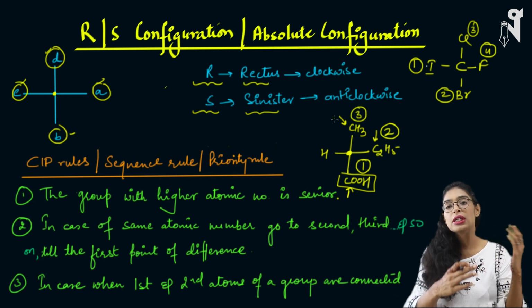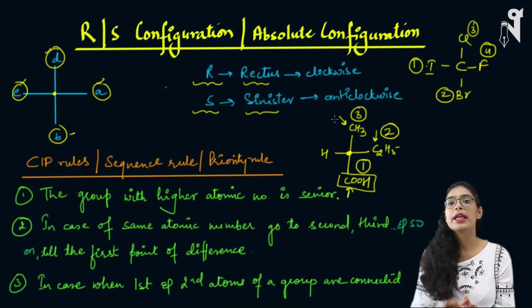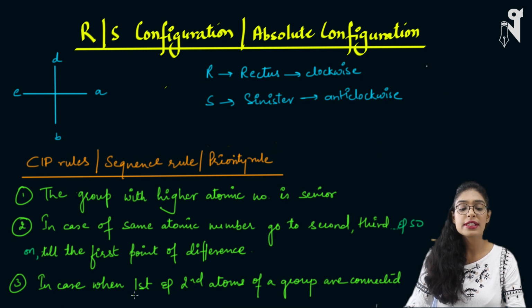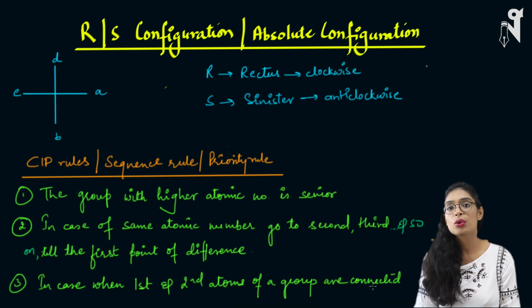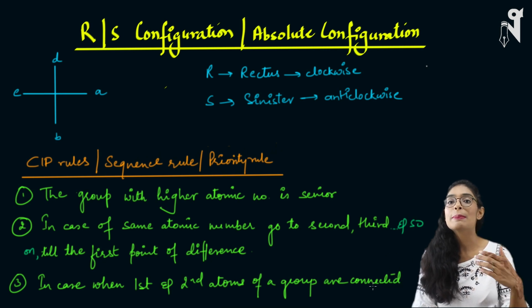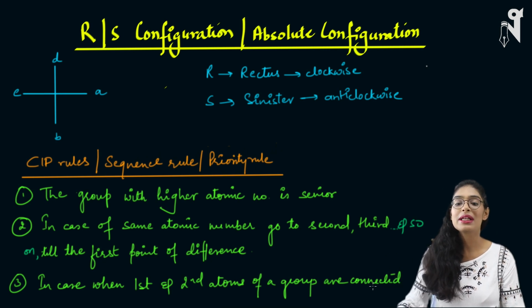So we will keep checking till we get a difference, and wherever we get the difference, there we will start comparing, and we will mark the priority 1, 2 and 3. The next rule is, when the first and second atoms of the groups are connected with each other through multiple bonds, then we resolve each and every bond as if there are multiple single bonds present. What does it mean? Let me just show you.